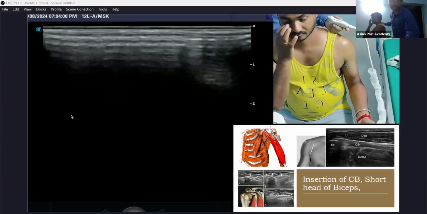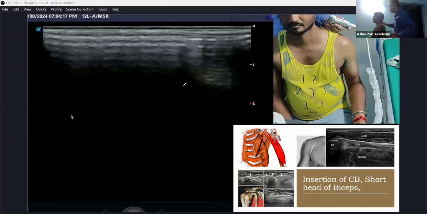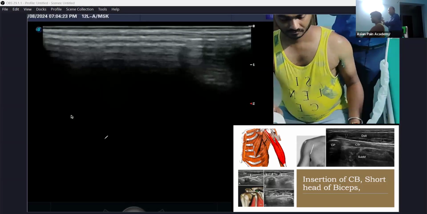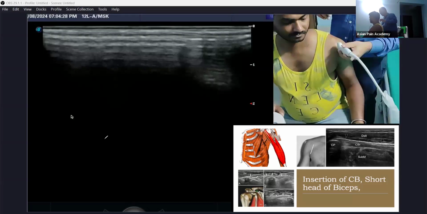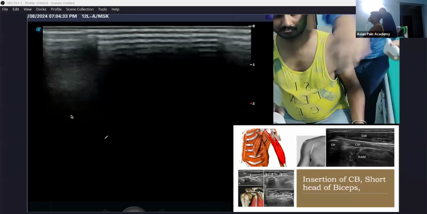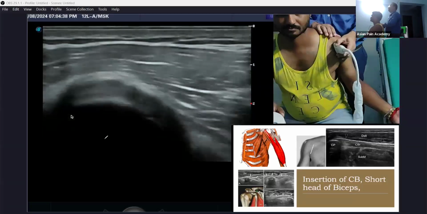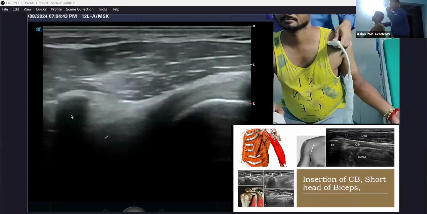So now I will show you the insertion of coracobrachialis. I will show you the short head of biceps, both the insertions. These are important because anywhere there is a tendon, there is a chance of calcification, a chance of tendinosis or tear. Though these are a bit rare, that someone has coracobrachialis tendinosis or short head of biceps tendinosis, but still it is there. So depth.